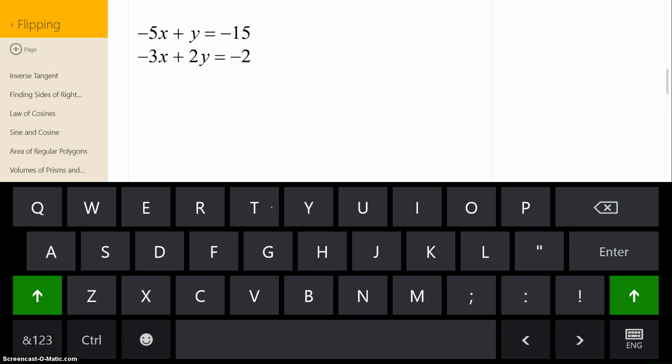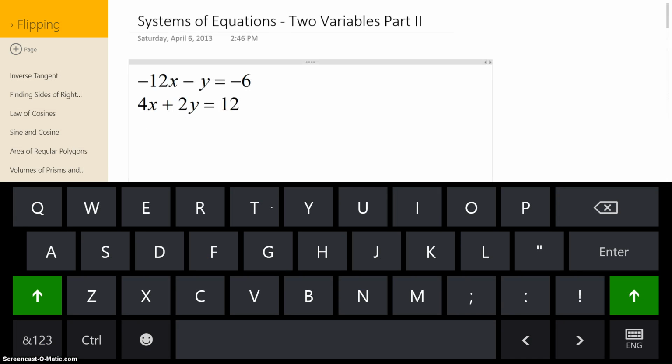Good day, and today we're going to do a little bit of recap on solving systems of equations with two variables.